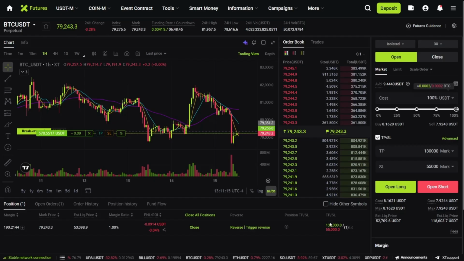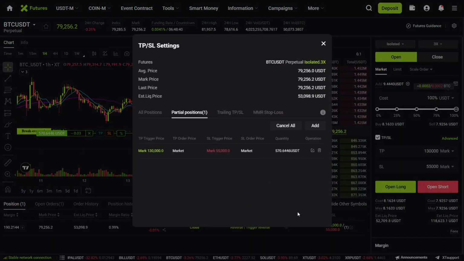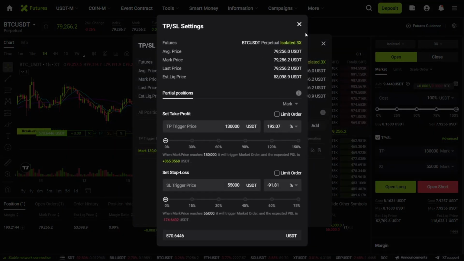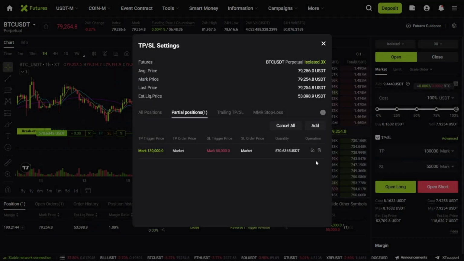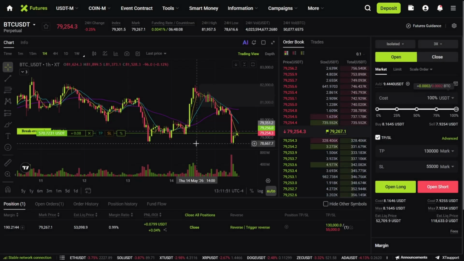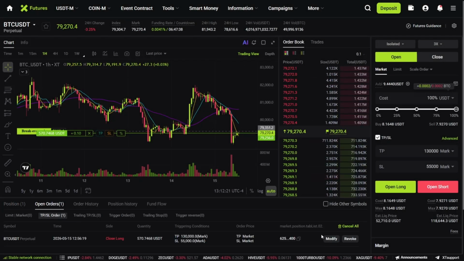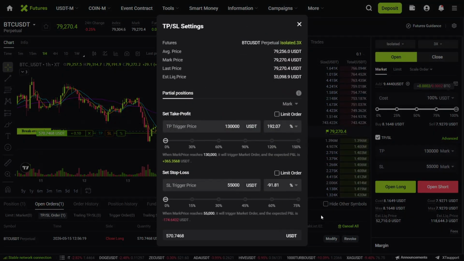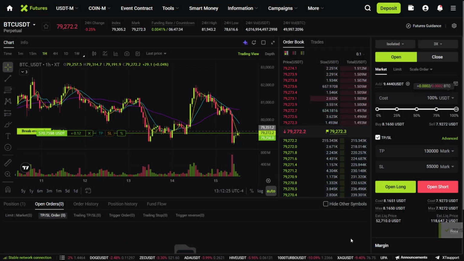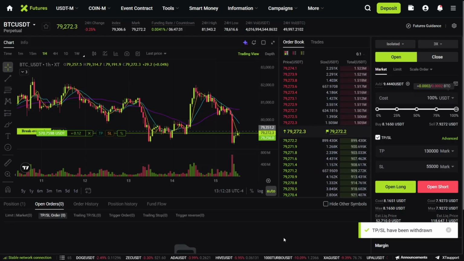On the far right, we can see our take profit and stop loss. If we click on this icon, this is where we can edit our take profit and stop loss or cancel it. We can also manage our take profit and stop loss orders under open orders. Here again, we could edit the order under modify, and we can cancel the order if we click revoke. And we can see our TP and SL order has been withdrawn.